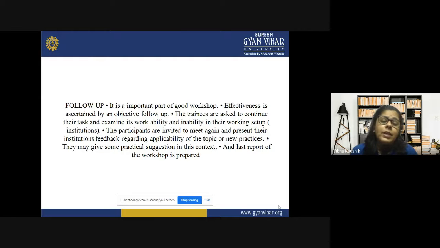Regarding applicability, some participants might say that they will not get permission to apply that particular method. Regarding applicability of the topic or new practices, they may give some practical suggestions in this context. Now they have the practical knowledge, so they can give some suggestions in this context also. And finally, the last report of that particular workshop will be prepared.